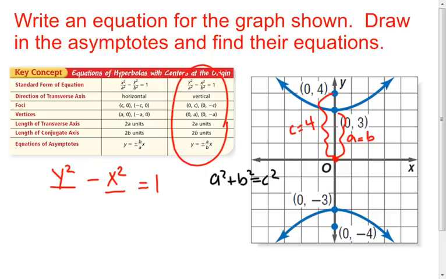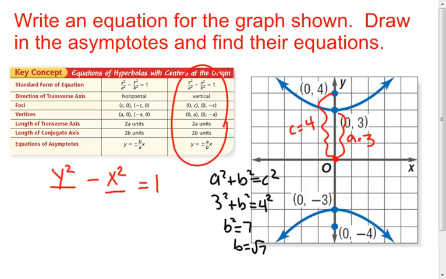Okay, and I just said over here that a equals b. Sorry about that. A is not b. A is 3. Anyways, so 3 squared plus b squared equals 4 squared. So b squared is going to be 16 minus 9, which is 7. And of course, b will be the square root of 7.